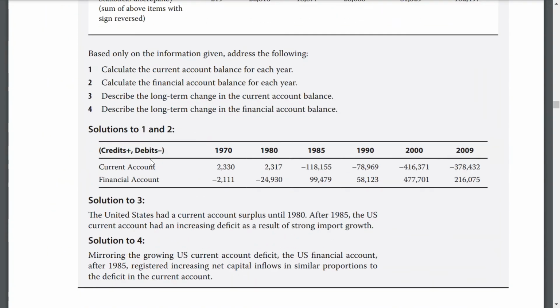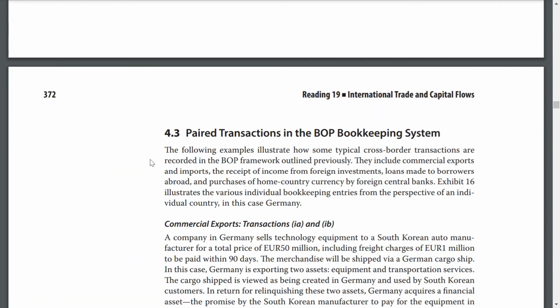Paired transactions in the BOP bookkeeping system. The following example illustrates how typical cross-border transactions are recorded in the BOP framework outlined previously. This includes commercial exports and imports, the receipt of income from foreign investment, loans made to borrowers abroad, and purchase of home country currency by foreign central banks. Exhibit 16 illustrates the various individual bookkeeping entries and perspectives of an individual country as seen through Germany.